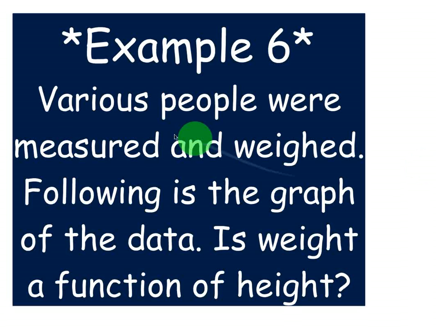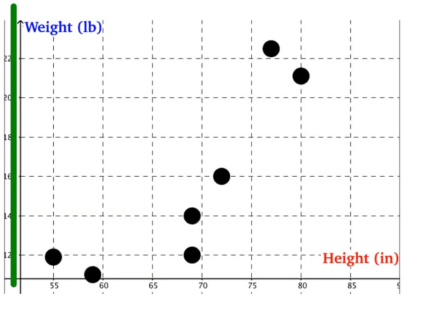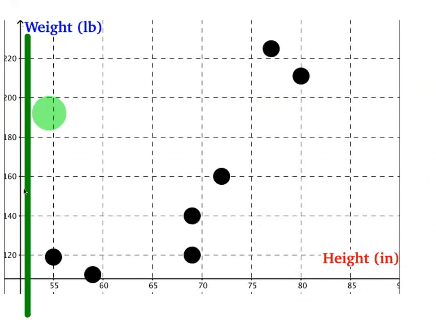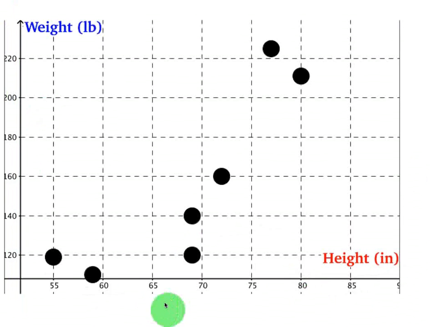Let's read this together. Various people were measured and weighed. Following is the graph of the data. Is weight a function of height? All right, so down here we have height in inches. Here we have weight in pounds. Okay, so this first person right here is 55 inches and weighs 120 pounds. Next person looks like they're about 57 inches and weigh about 100 pounds. Here's a problem right here. Somebody that's 68 inches weighs 120, and then somebody else that's 68 weighs 140.